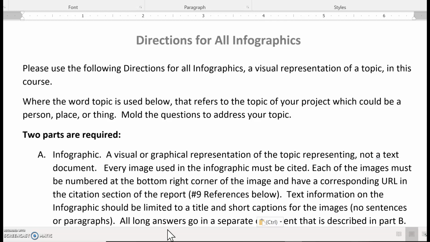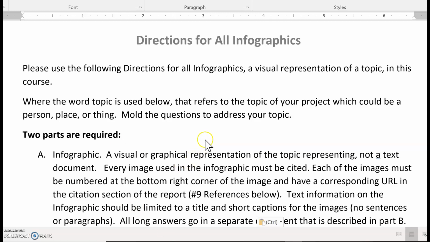So going forward in this class, anytime we do an assignment that calls for an infographic, we are going to use this document called Directions for All Infographics. So please use the following directions for all infographics. An infographic is a visual representation of a project. Where the word topic is used below, that refers to the topic of your project, which could be a person, a place, a thing, or even a process. Mold the questions to address your topic.